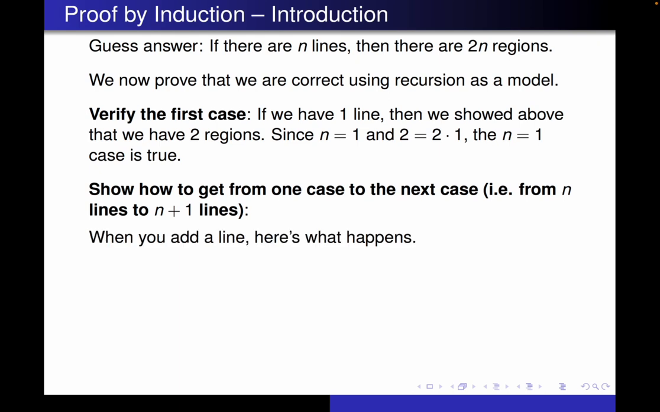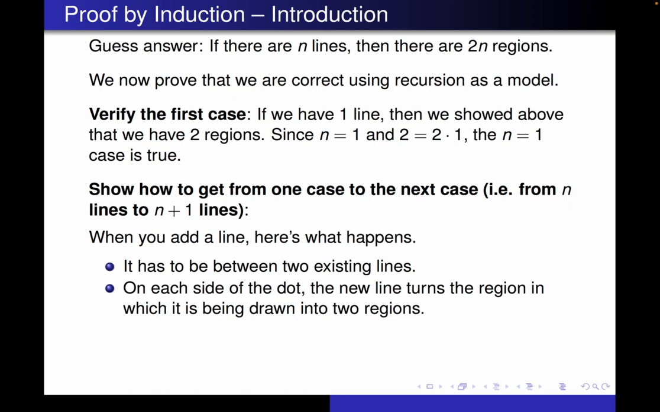Well, the first thing is I want to know what actually happens when I add a line. So if I have n lines, I have so many regions. What happens to the number of regions when I add a line? Well, here's what happens. When you add the line, it has to be between two existing lines because you're going through that same dot that all the other lines are going through.